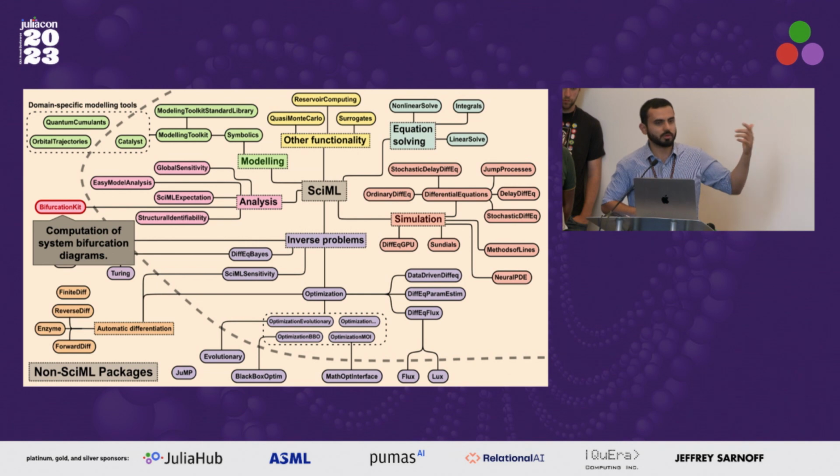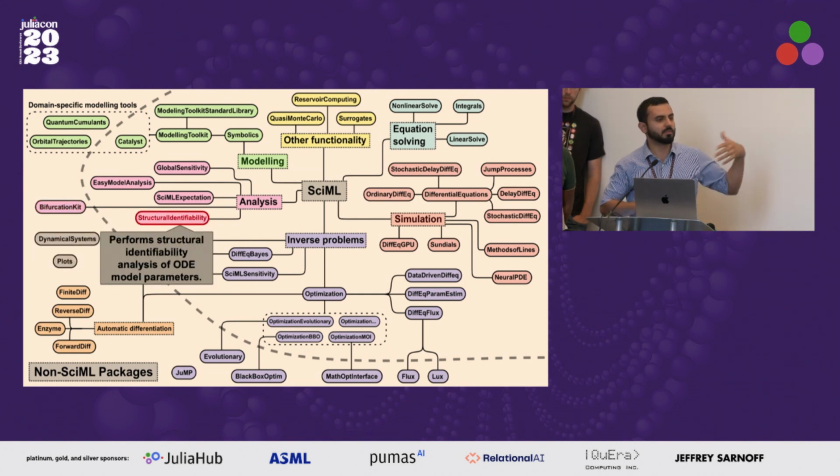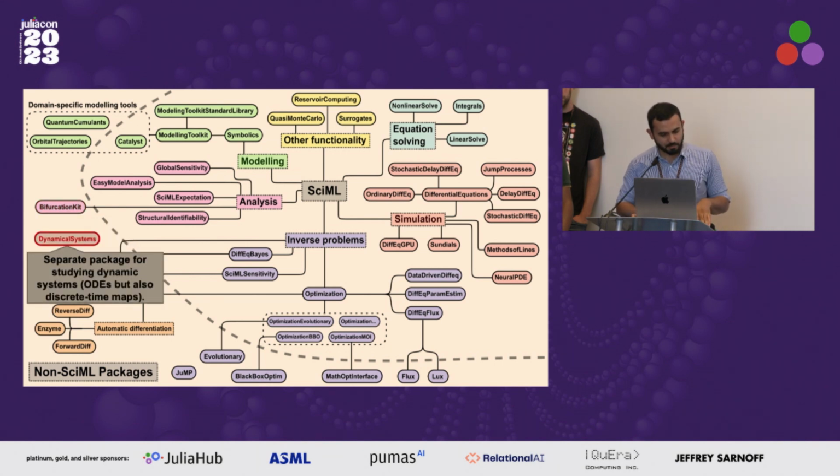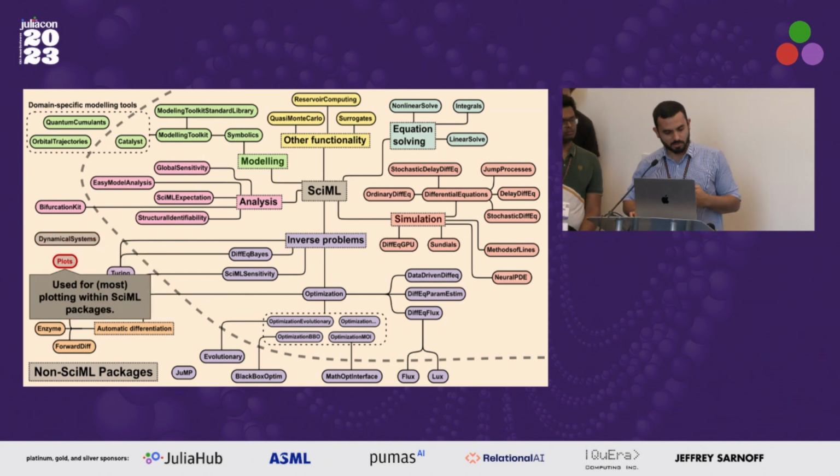So basically to deal with overly parameterized models, it will tell you that, or under parameterized. BifurcationKit is an external package which is for creating these bifurcation diagrams. DynamicalSystems depends on basically DifferentialEquations.jl and provides a nice interface for dealing with agent-based models and such.